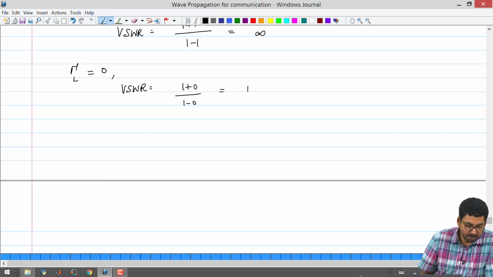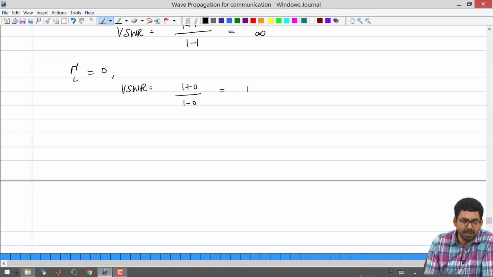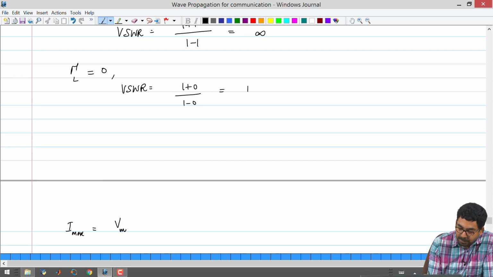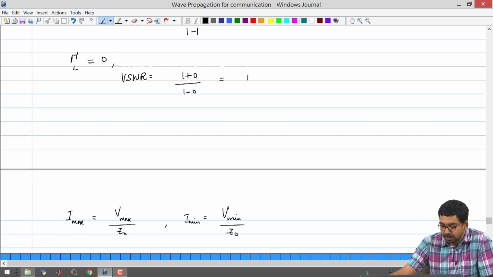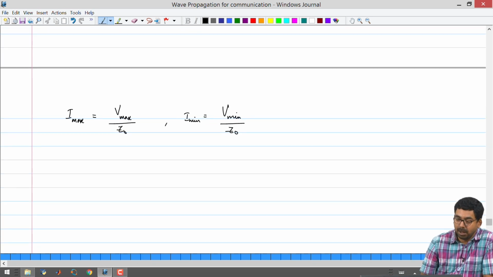Okay. And one could also think about what will happen to your maximum current. We now know that the maximum voltage standing wave ratio is telling you about the voltage. One could always use Ohm's law and try to find out what the maximum current would be. So, I max in your circuit could simply look like V max divided by Z naught, your transmission line, and I min would simply be V min divided by Z naught. This is just applying Ohm's law. So, this would be the maximum and the minimum currents in your transmission line.